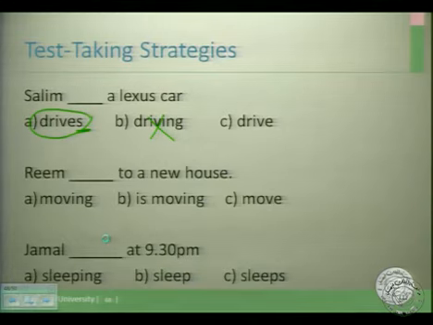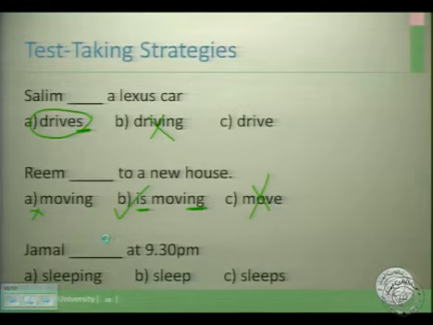Reem to a new house. Moving, moves, move. So remove, no. It should be moves, if it is the correct answer. So it is not. So moving, no. When we use ing, we need to use verb to be. Here there is no verb to be. So this is the correct answer. Reem is moving to a new house.